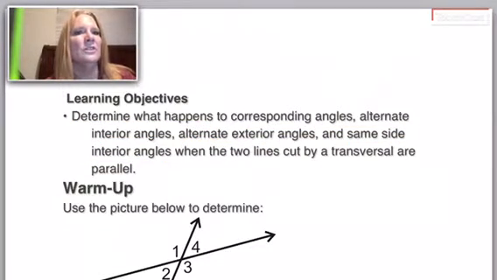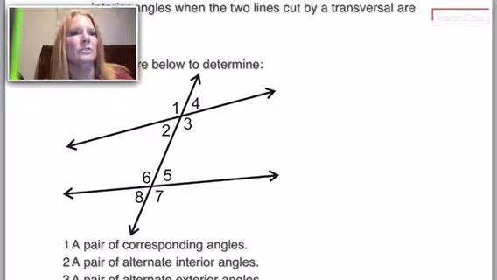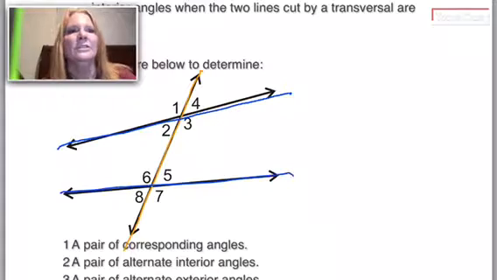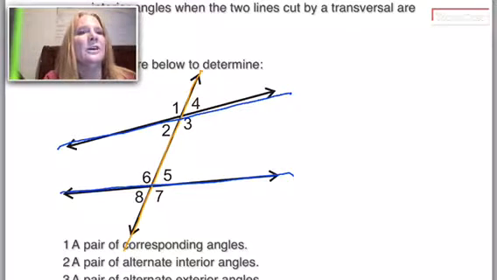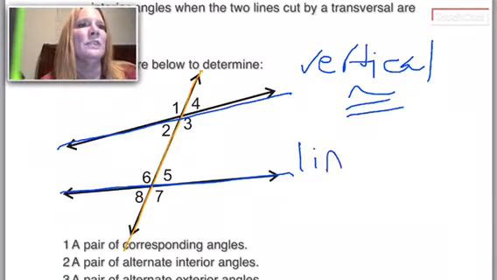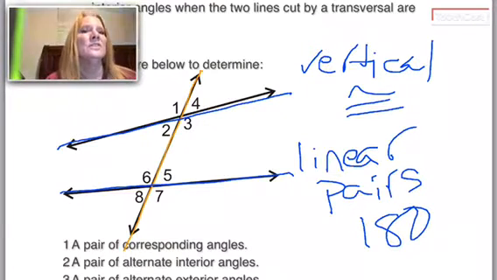So first, let's look at this first picture here, and you see that we have a transversal. Here's our transversal, and we have two additional lines that it intersects, but these two lines do not appear to be parallel, and there's nothing that tells us they are parallel. So in a picture like this, we do still have vertical angles that are congruent, because remember, vertical angles are always congruent, and we also have our linear pairs. And our linear pairs are two angles that add up to 180 degrees on the same line.